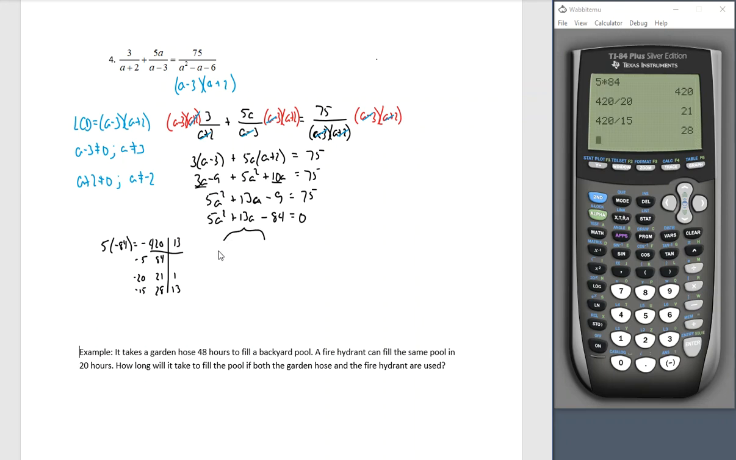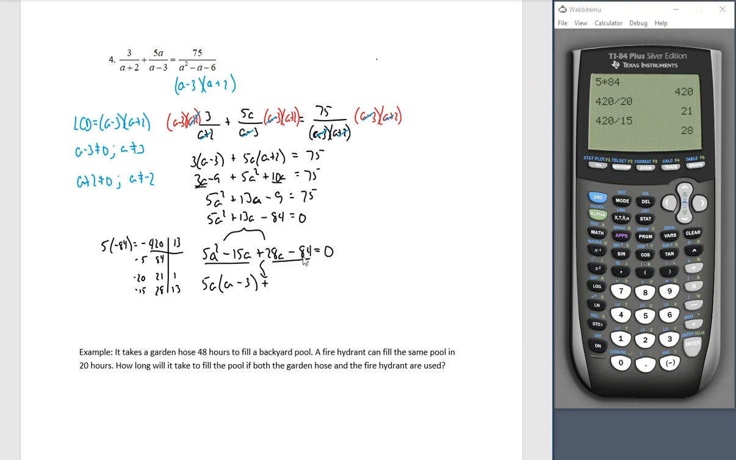So this is called the AC method in my world. We're going to use the negative 15 and the 28 to rewrite the 13. So we have negative 15a plus 28a minus 84 equals 0. These first two have a 5a in common. When I factor that out, I'm left with an a minus 3. We'll use the sign in the middle.